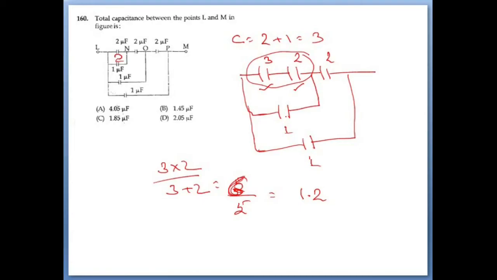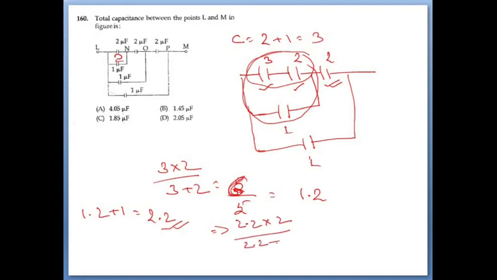Now that 1.2 is in parallel with 1 microfarad. So 1.2 parallel 1. What it will come? 1.2 plus 1. It means 2.2. Now we can remove this full and we can write as 2.2. Now this 2.2 will be in series with 2. What will be the resultant? 2.2 into 2 by 2.2 plus 2 means 4.4 by 4.2. Now whatever it will come, it will be in parallel with this 1 microfarad.